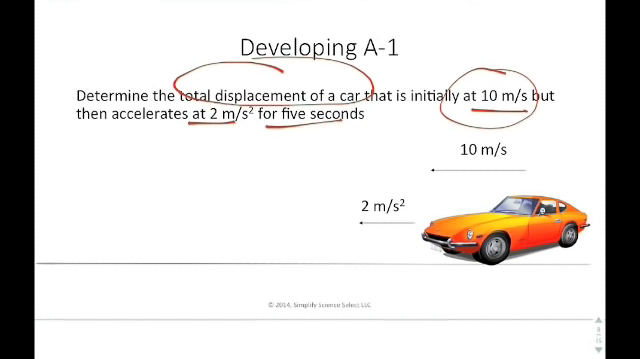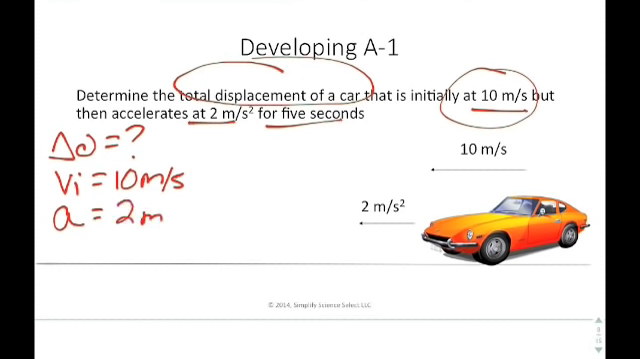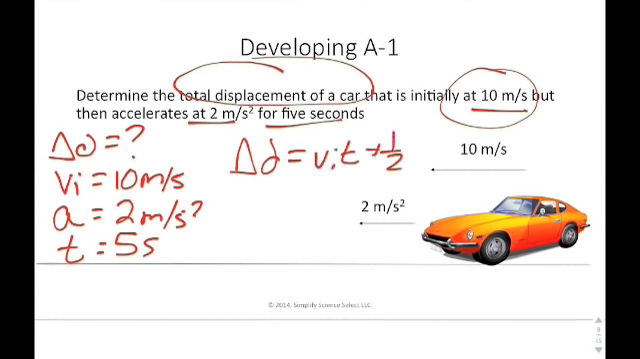Well, if we were to look at this, I'm looking for delta D, that's the displacement. I have the initial velocity is 10 meters per second. I have the acceleration is 2 meters per second squared. I have the time is 5 seconds. Using this information right here, I can plug it into the equation. Delta D equals VIT plus 1/2 AT squared. When I do that, I can go ahead and solve.